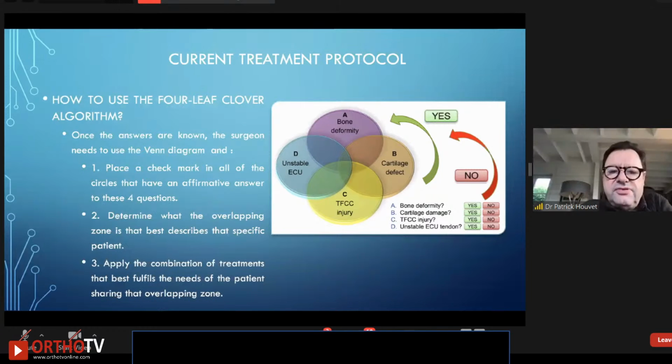Once the answers are known, the surgeon needs to use the Venn diagram and place a check mark, yes or no, for the 4 questions. It determines what is the overlapping zone that best describes that specific patient, and finally apply the combination of different treatments that best fulfills the needs of the patient sharing the overlapping zone.